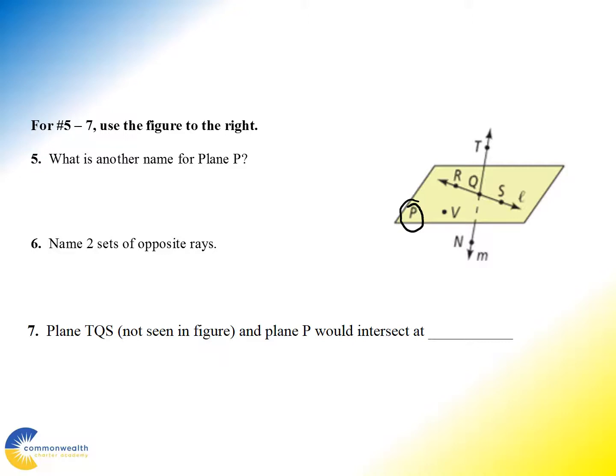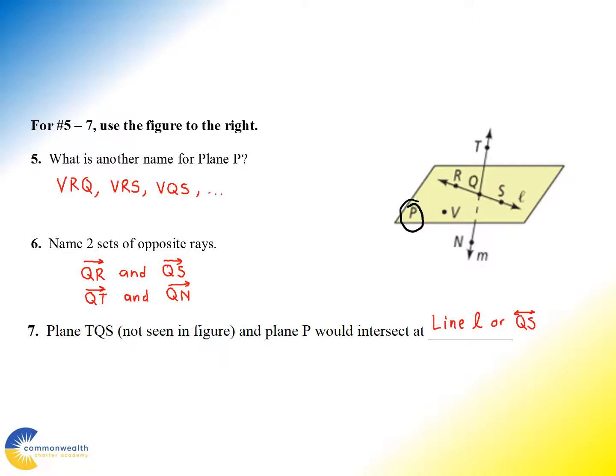Usually we name a plane, if we don't have a single letter name for it, by using three non-collinear points that are on that plane to define it. So some other names for plane P, based on this figure, would be VRQ, because you can see those three are not collinear. I guess also VRS, because I can see those three are not collinear.